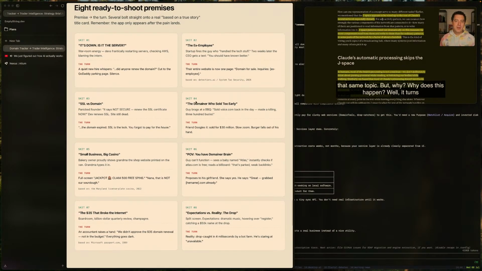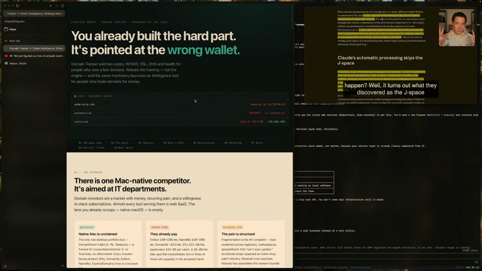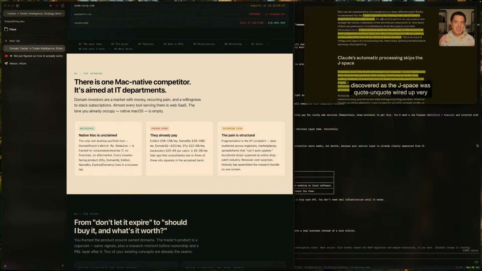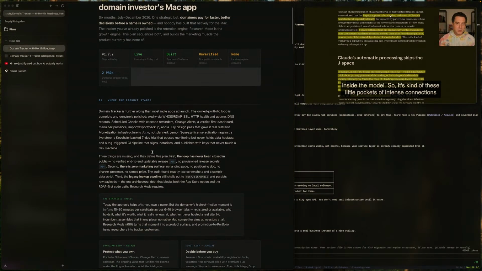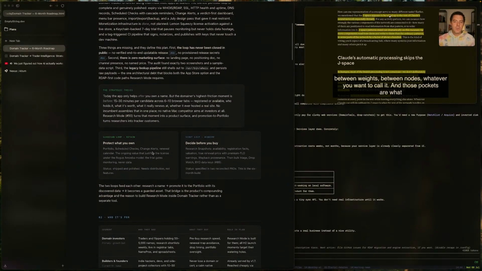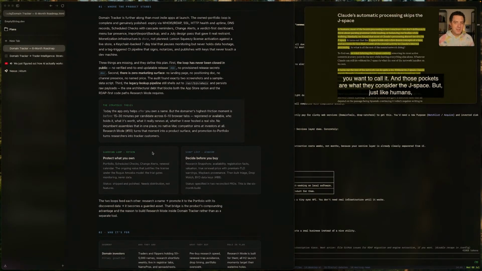Well, it turns out what they discovered is the J-space was quote unquote wired up very densely inside the model. So it's kind of these little pockets of intense connections between weights, between nodes, whatever you want to call it. And those pockets are what they consider the J-space. But just like humans, remember, if you walk down the street, you don't have to think about breathing. You don't have to think about putting one foot in front of the other. Well, it turns out a lot of what AI models can do doesn't require any thinking at all, or at least any thinking inside the J-space. It's only on more complex reasoning and more difficult questions that it starts to use that J-space.